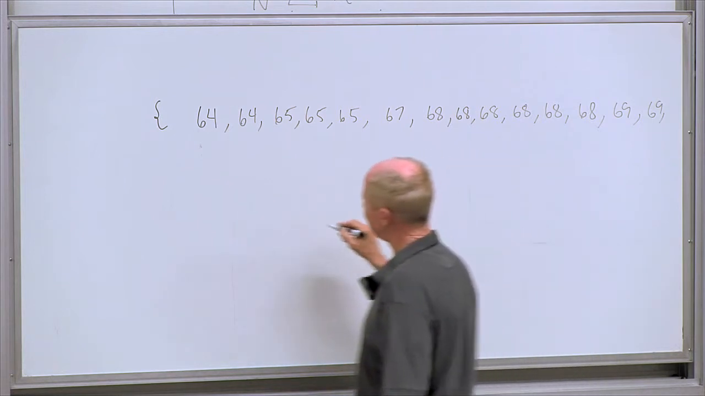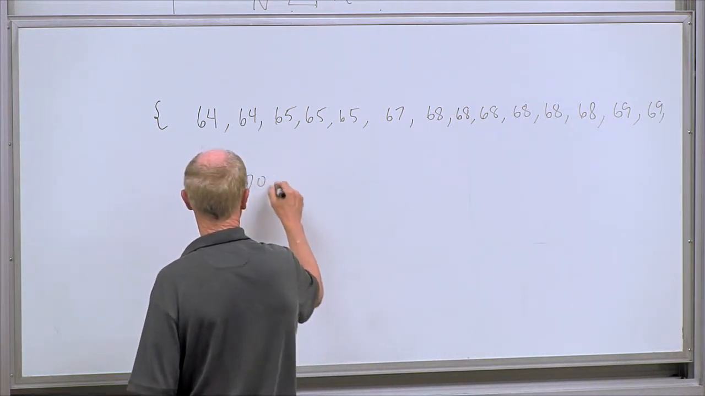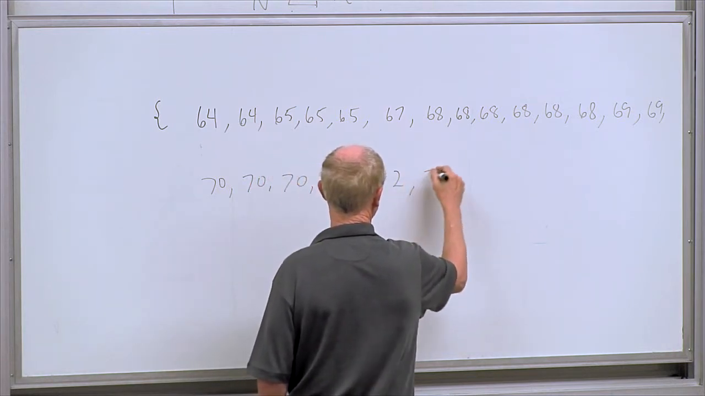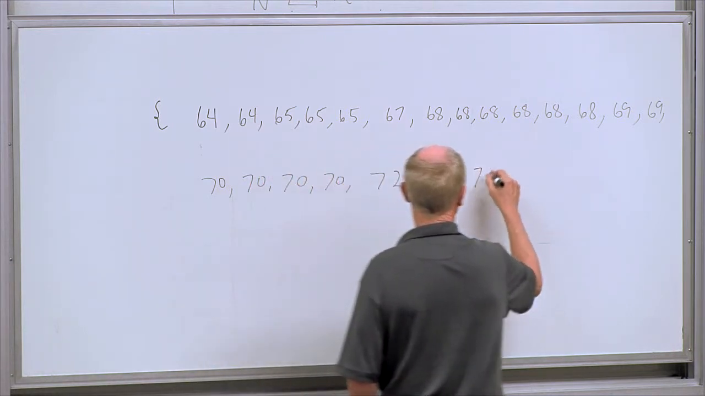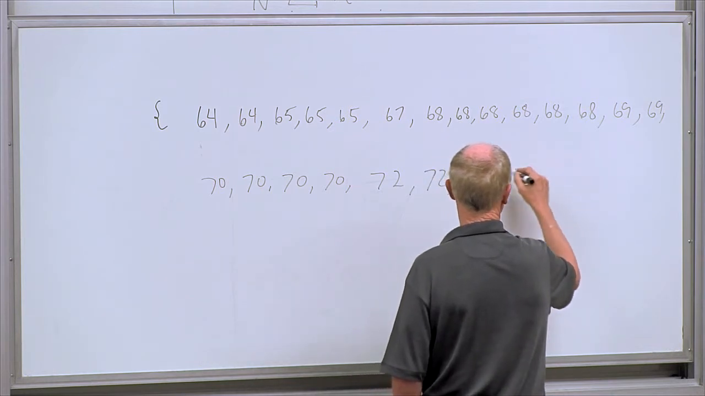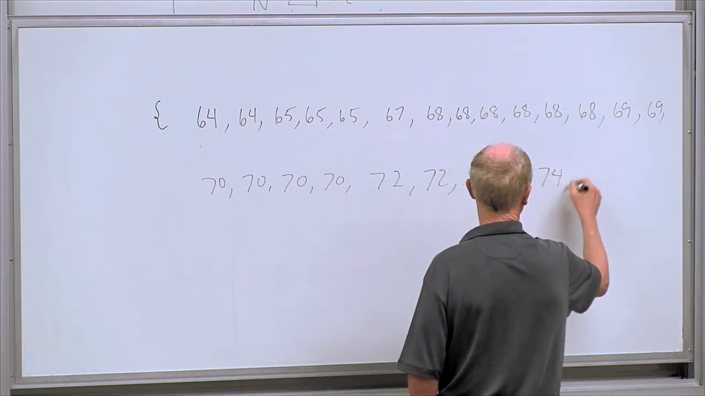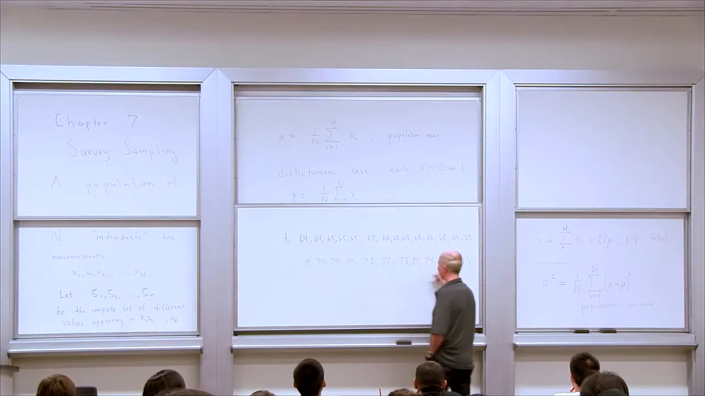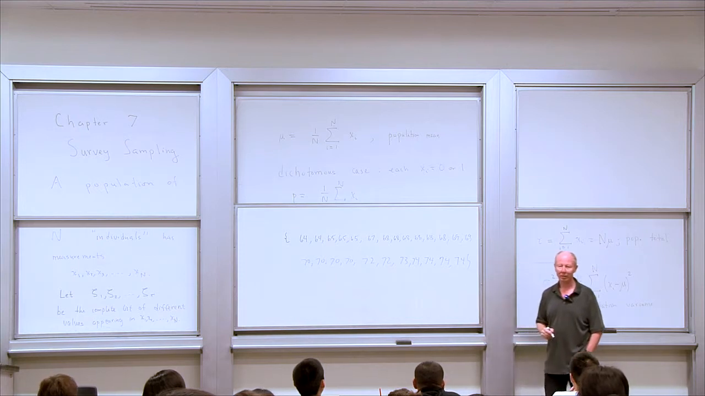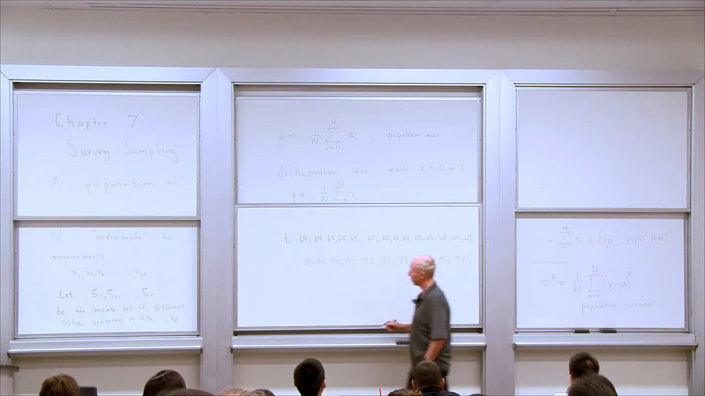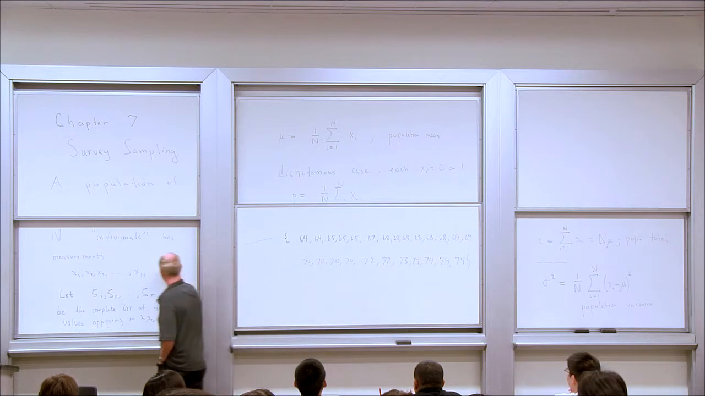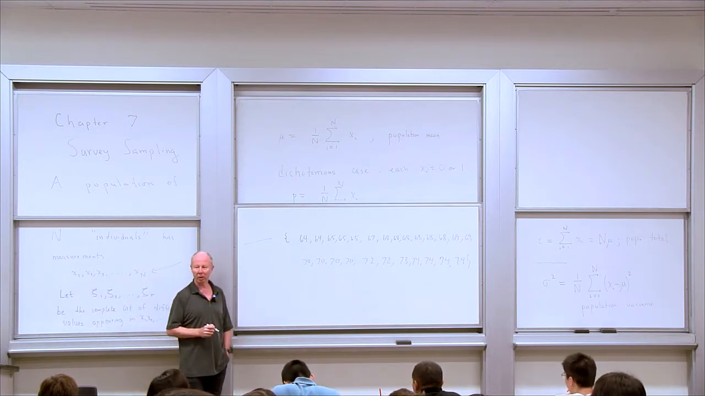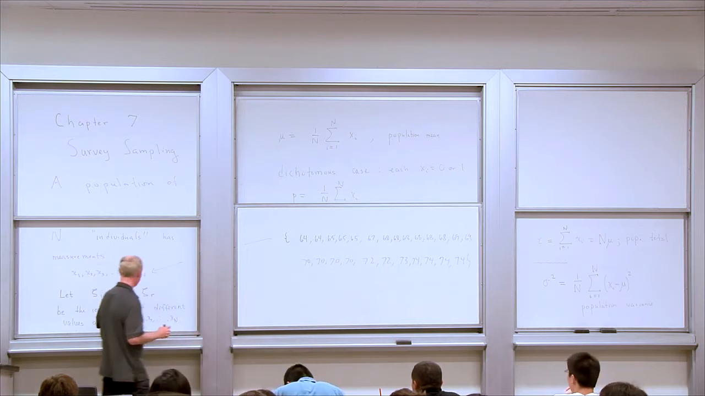69, 70, 70, 70, 70, 72, 72, 73, 74, 74, 74, 74. So suddenly we got a lot of tall people here. This is the list here of these numbers. That's the list of measurements of the individuals in the population. What would this list be?